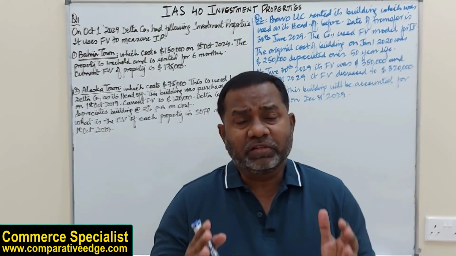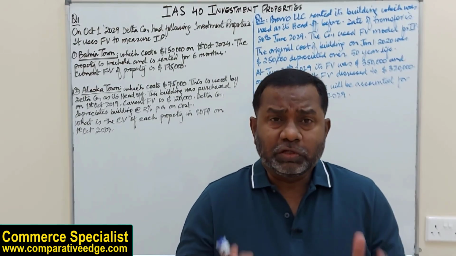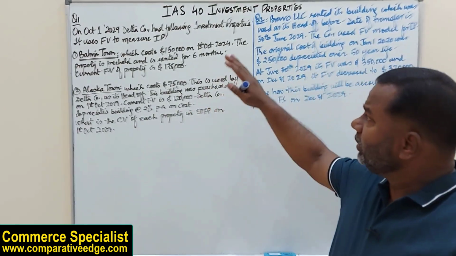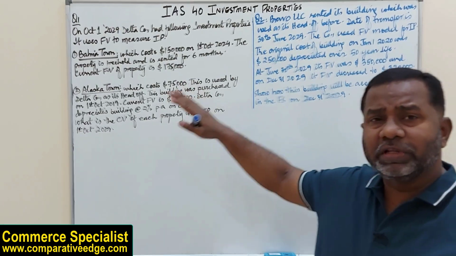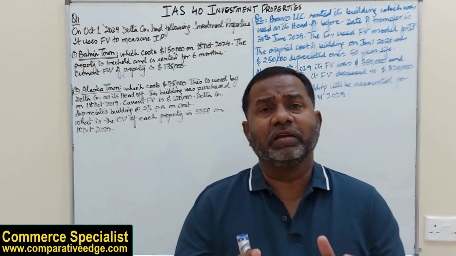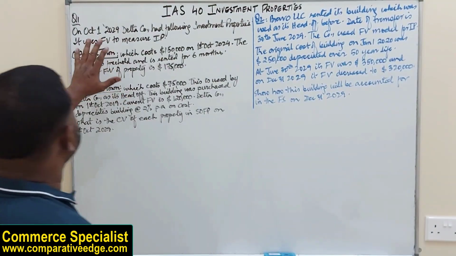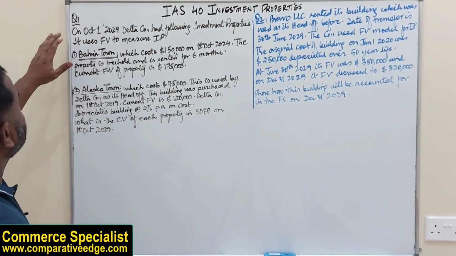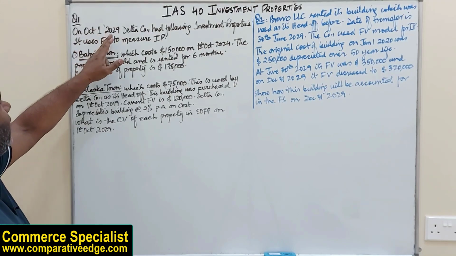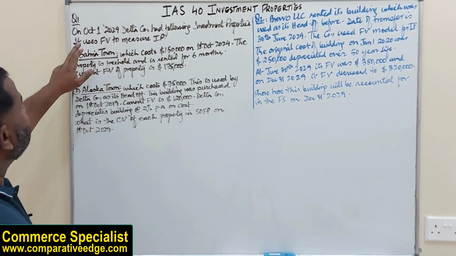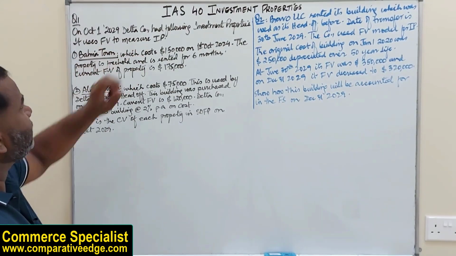Now, to have a good understanding of the application of IAS 40 investment property, I have these two questions which we will discuss, and you will understand the application of IAS 40. So here in question number 1, it says, on 1st October 2029, Delta Company had the following investment properties. It uses fair value to measure investment property.